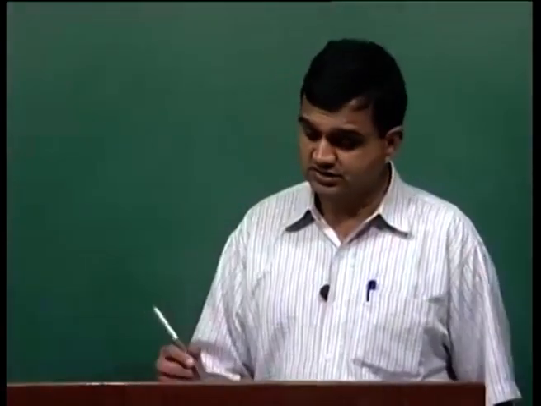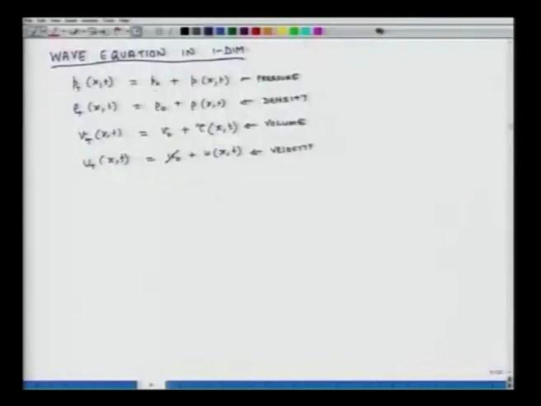Now, usually u naught is essentially 0, because we assume that in the initial state of affairs there is no motion in air. So, u naught is 0. So, I can drop this term, because u naught is 0 usually.